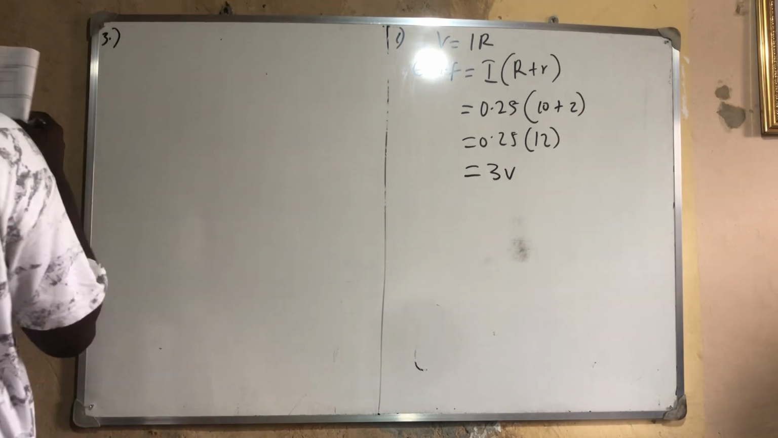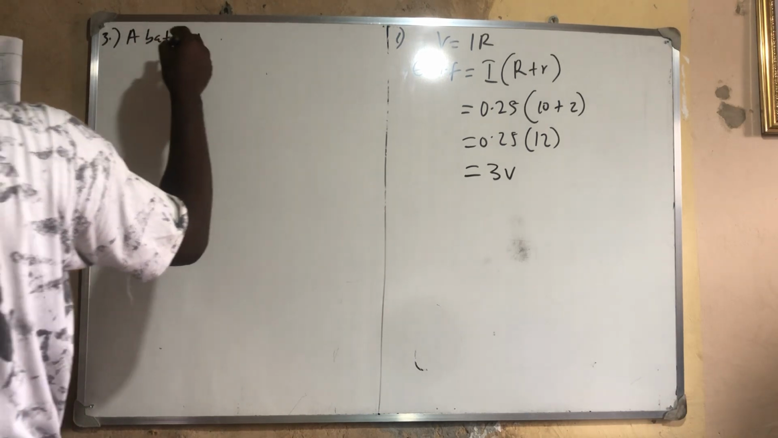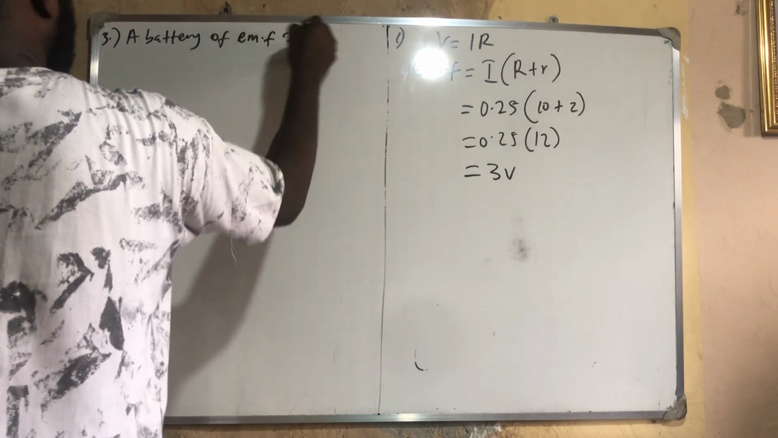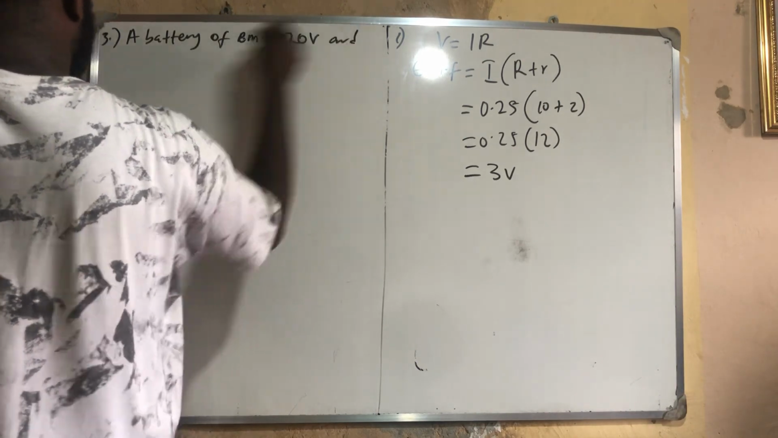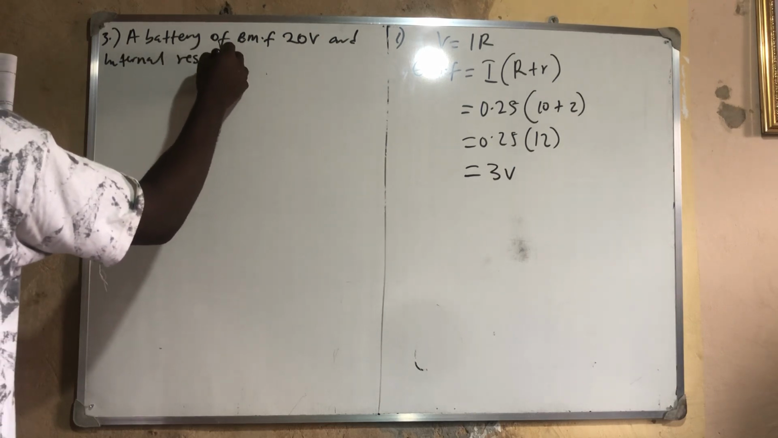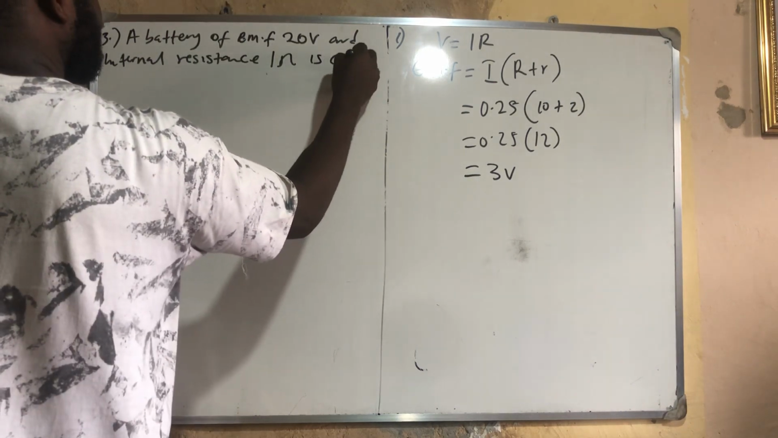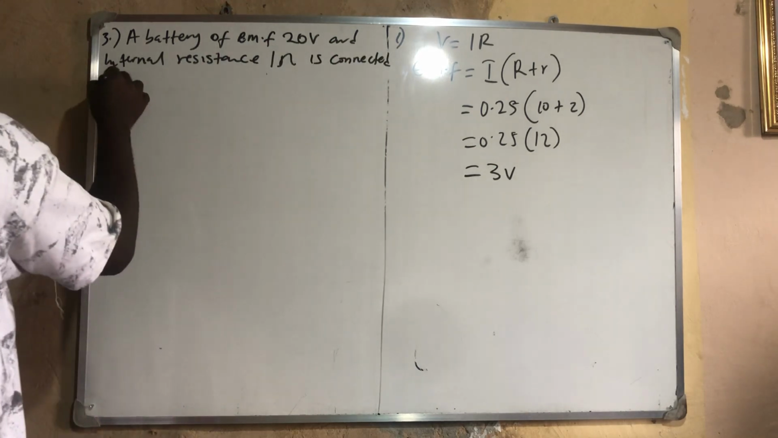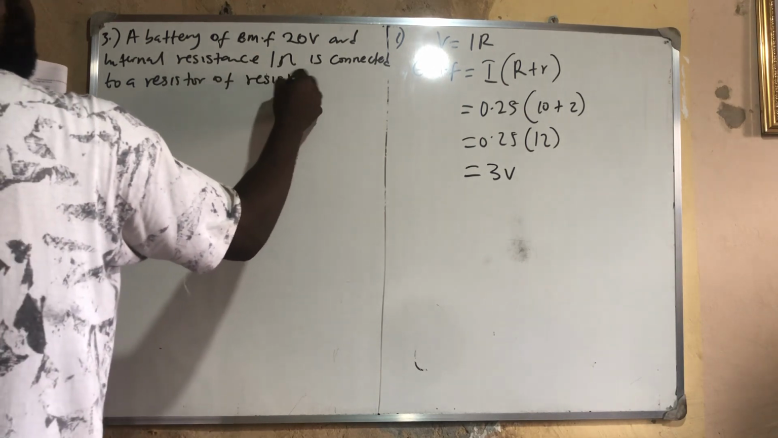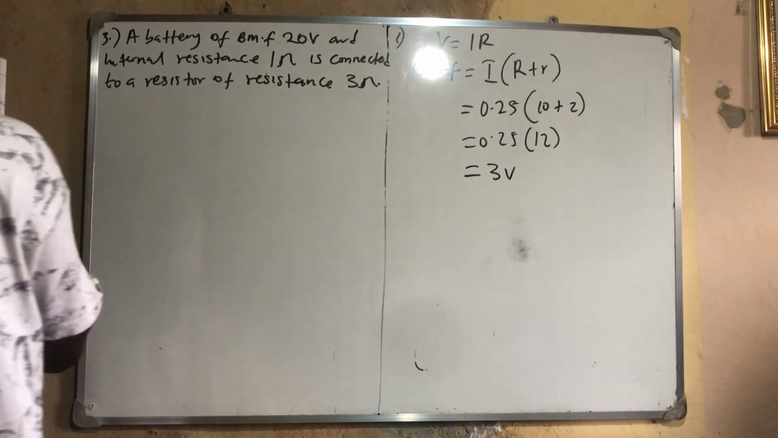Question number 3. Question number 3 said a battery of EMF 20 volts and internal resistance 1 ohm is connected to a resistor of resistance 3 ohms.